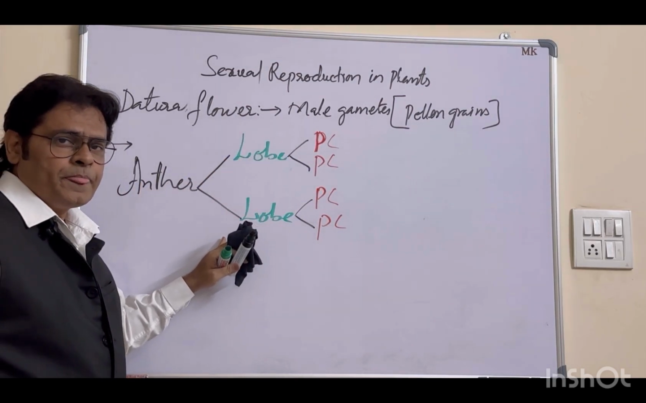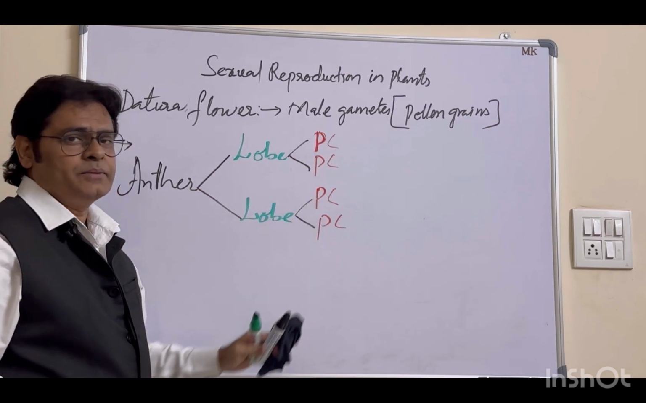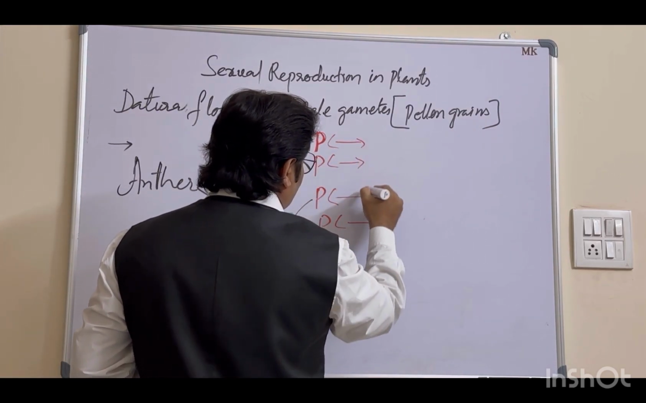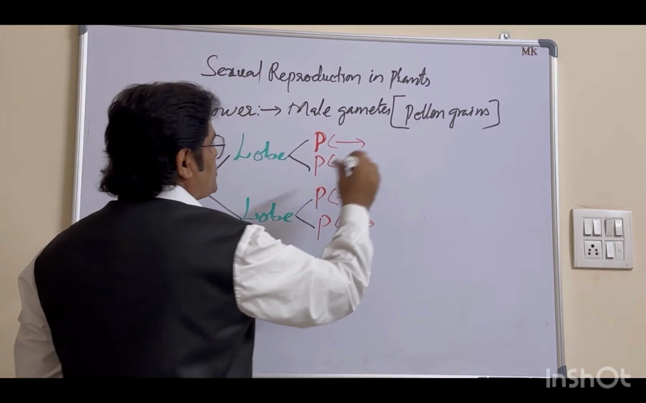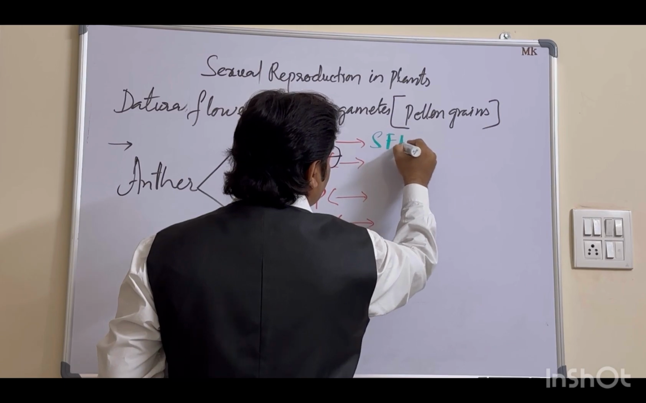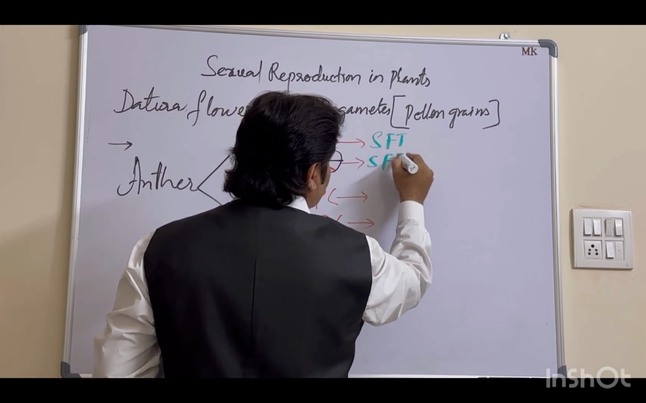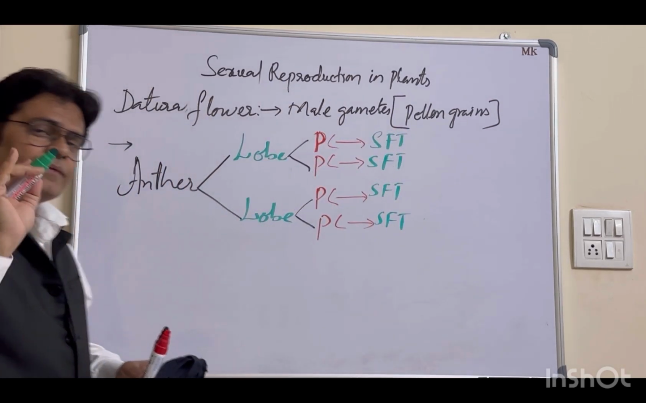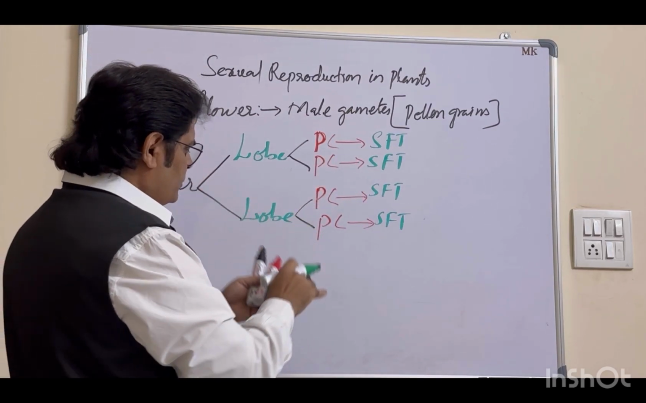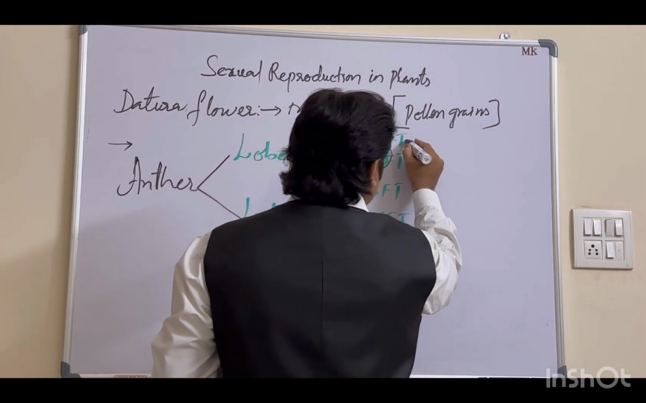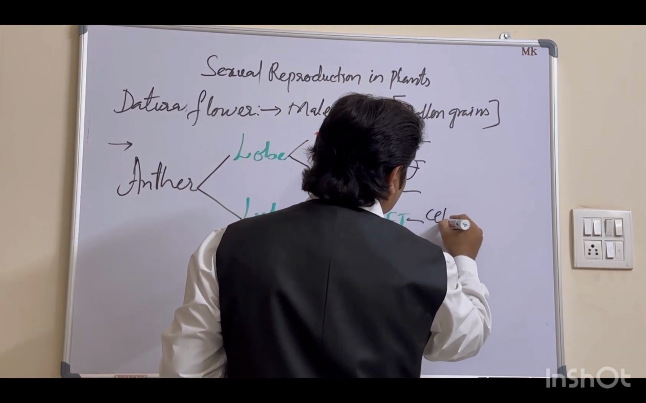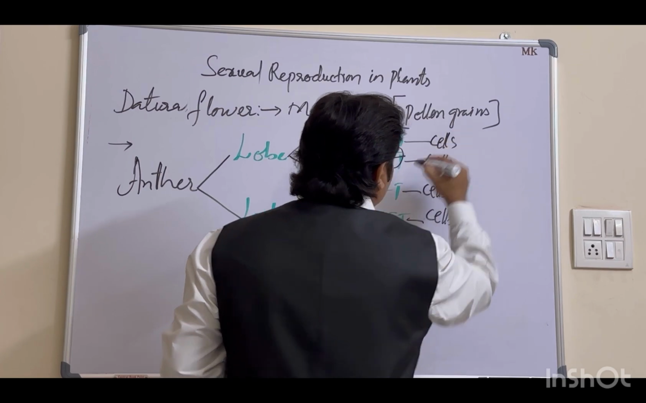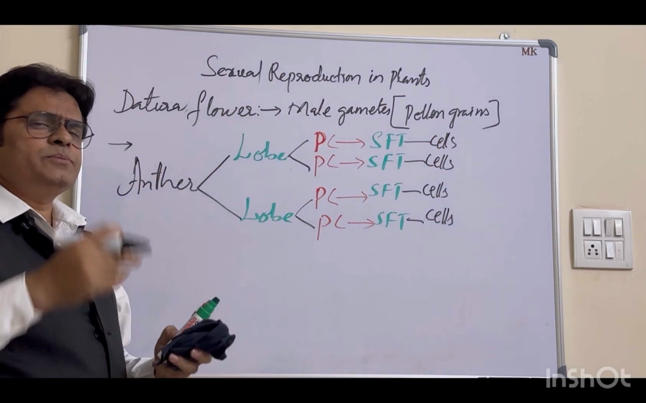Anther consists of two lobes. Each lobe consists of two pollen chambers. Clear? And these pollen chambers contain a large number of spore formation tissues. SFT means spore formation tissues. These spore formation tissues also contain a large number of cells. Many cells. Don't count 1, 2, 3, 4 cells here. Many cells, as many as are present in it.